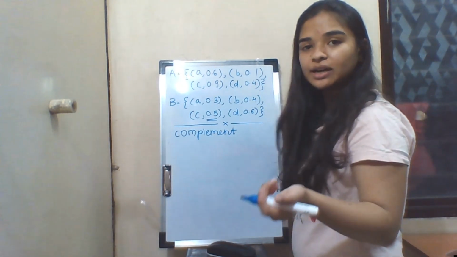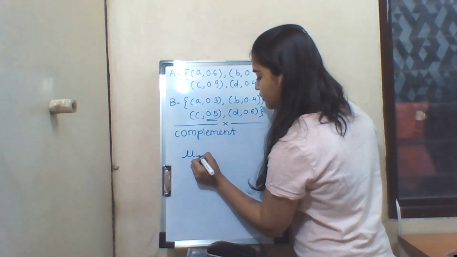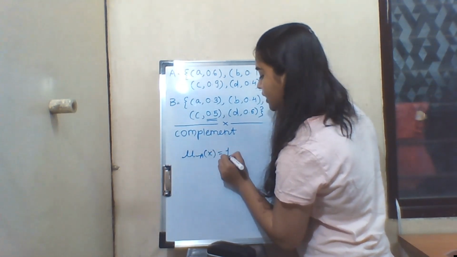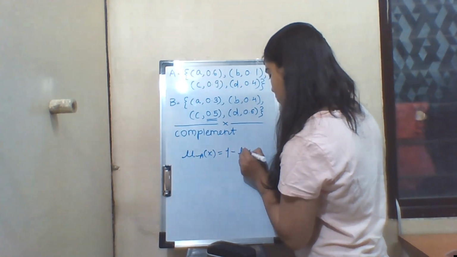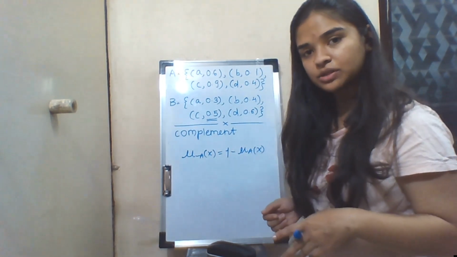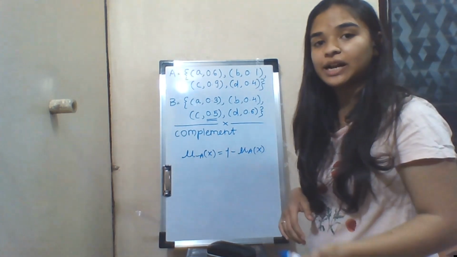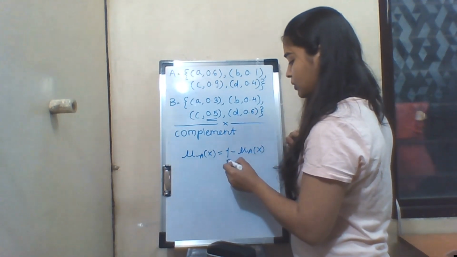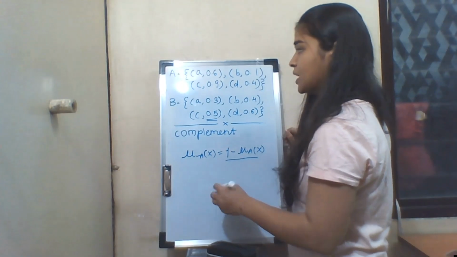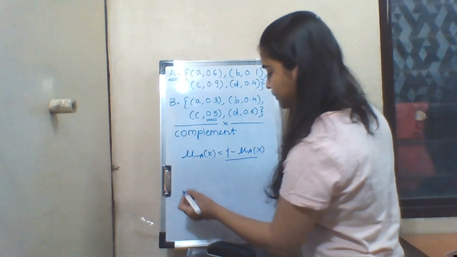So the formula is as follows: the complement of A of x is given by 1 minus mu of A of x. We know that the degree of membership only ranges between 0 and 1. So when we subtract the degree of membership from 1, we get the complement of that particular degree of membership. Let's calculate the complement of set A.